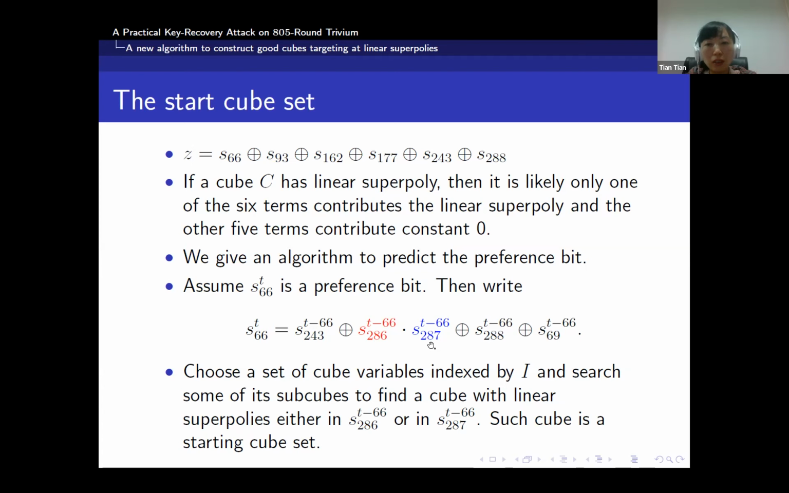If a cube has a linear superpoly on S66, then it is necessary that some of the subcubes should have a linear superpoly on S286 or S287 at the time instance t minus 66. And there are many such subcubes. I just randomly choose one of them. Yeah, got it. Thanks.